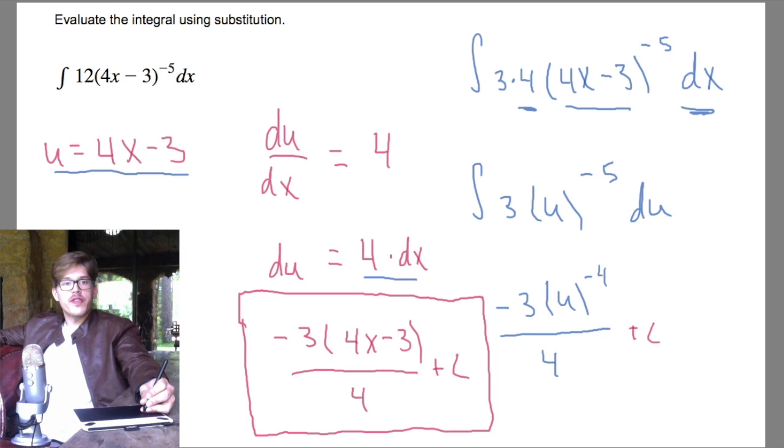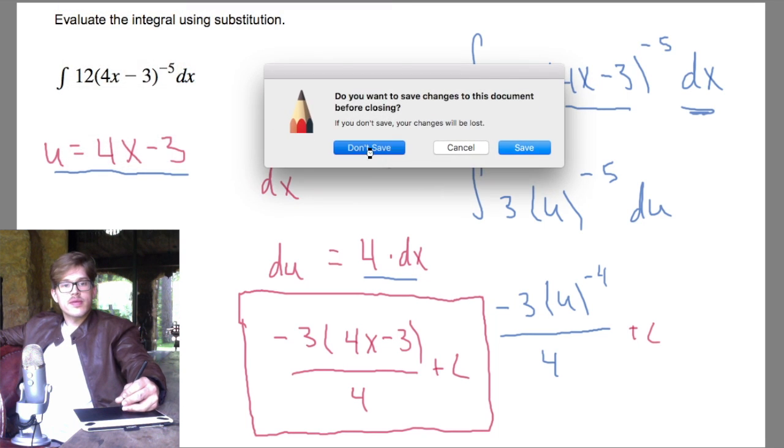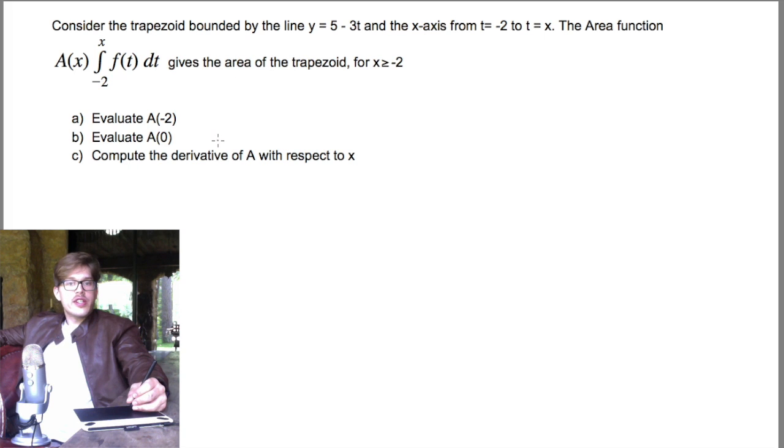Awesome. Let's go on to our very last problem. Consider the trapezoid bounded by the line y equals 5 minus 3t and the x-axis from -2 to x. The area function is given by the integral from -2 to x of f of t dt, which gives the area of the trapezoid for x greater than or equal to -2.